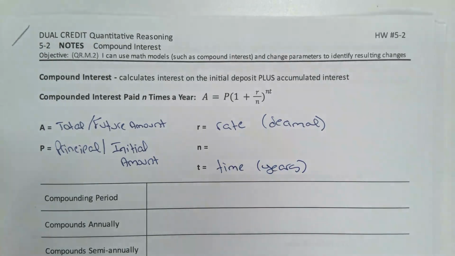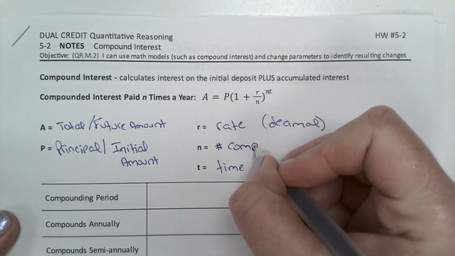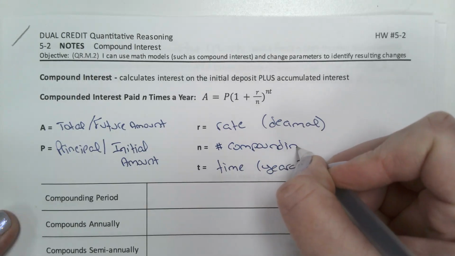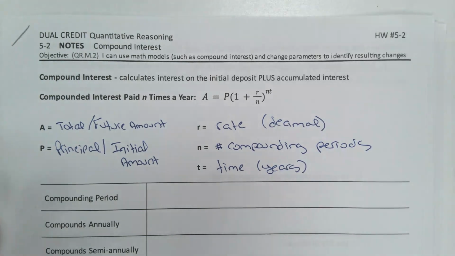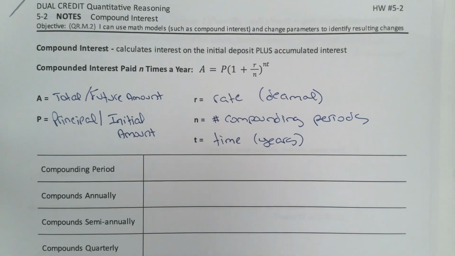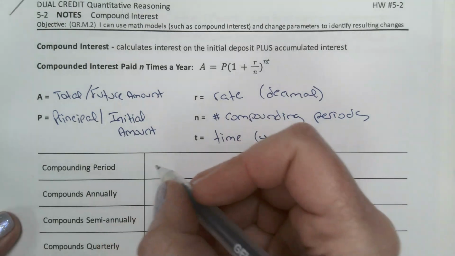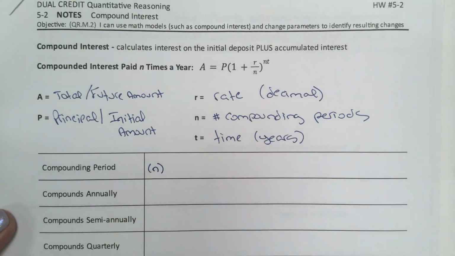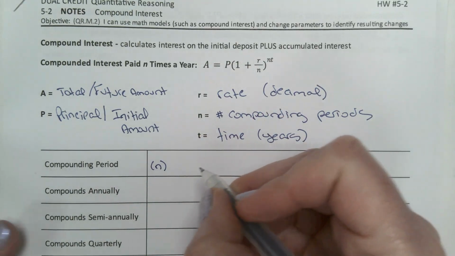And so N is the new one. N is the number of compounding periods. So the more often an account compounds, the more interest on top of interest that you end up earning. And so the compound period, N, is the period of time between interest payments.